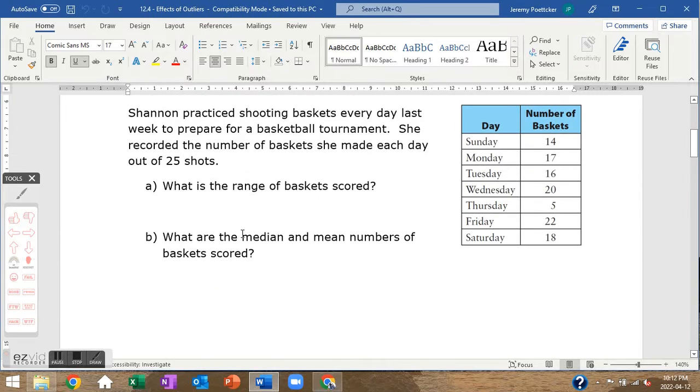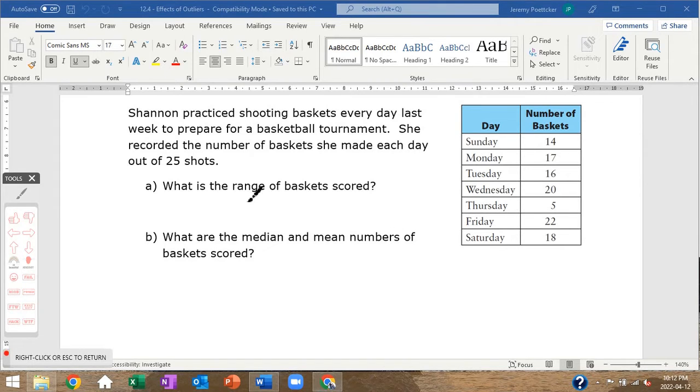Shannon practiced shooting baskets every day last week to prepare for a basketball tournament. She recorded the baskets she made each day out of 25 shots. So 14 out of 25, 17, 16, 20, and so on. What is the range of baskets scored?